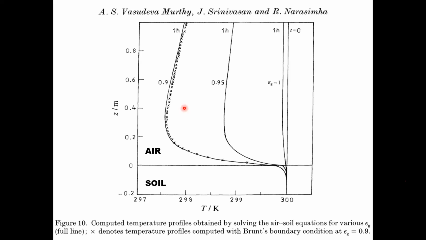Today we have measurements of ground emissivity, and we know that ground emissivity can be anywhere from 0.8 to 1, depending on the ground geology, what kind of composition the ground has, and the wetness of the ground. So we varied the ground emissivity between 0.9 and 1, and found that the answer is very sensitive to ground emissivity. This was one of the major discoveries of Vasudeva Murthy.